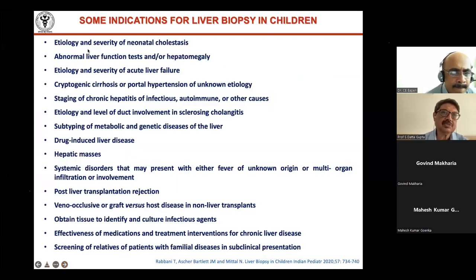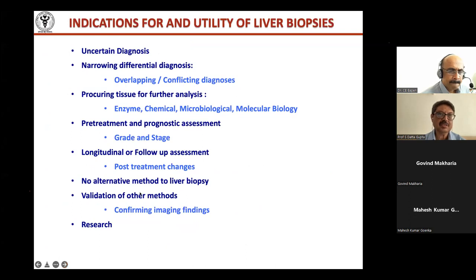In children, of course, the indications are a bit different. For example, it's used in various cases of neonatal cholestasis, in certain cases of cryptogenic cirrhosis, especially due to metabolic liver diseases. You can stage chronic hepatitis like in adults, and determine the etiology of duct involvement in certain cases, drug-induced liver disease as in the adults, and masses, and so on and so forth.